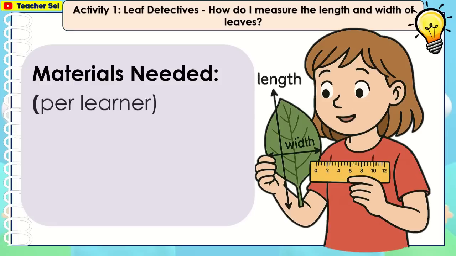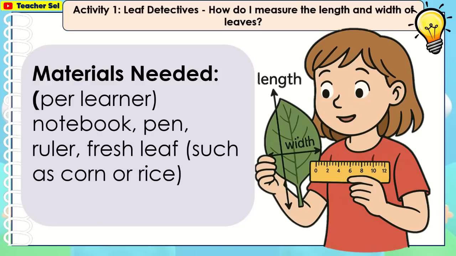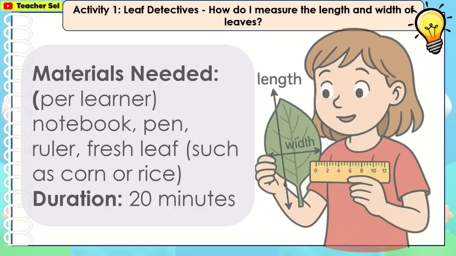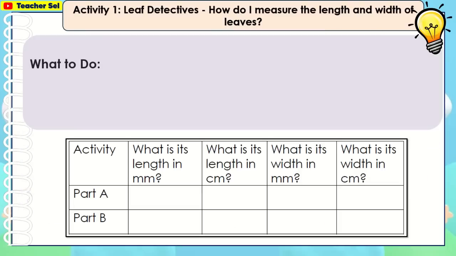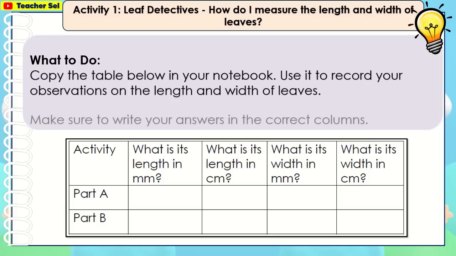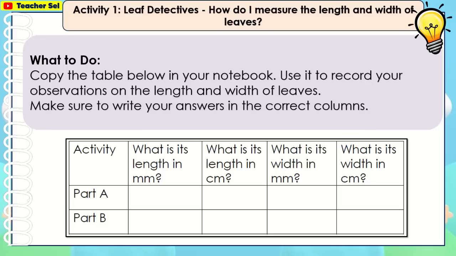For the materials needed per learner: notebook, pen, ruler, fresh leaf such as corn or rice. Duration, it is good for 20 minutes. What to do? Copy the table below in your notebook. Use it to record your observations on the length and width of leaves. Make sure to write your answers in the correct columns.